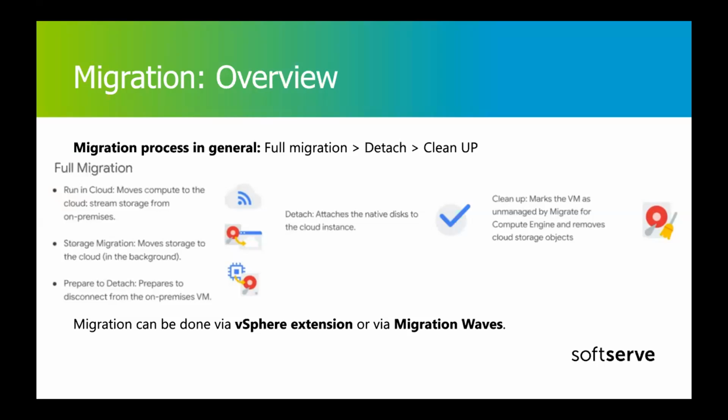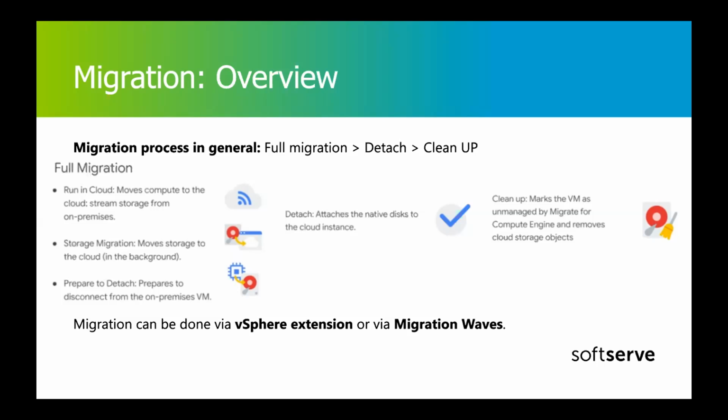And once we have copied the data to the GCP side, we have the prepare to detach step. It means that the instance that already runs on the GCP side may generate new data, and this step handles that situation. So it syncs the newly generated data and the data that was copied, and it creates the exporter node. I will talk about that more on the next slide.